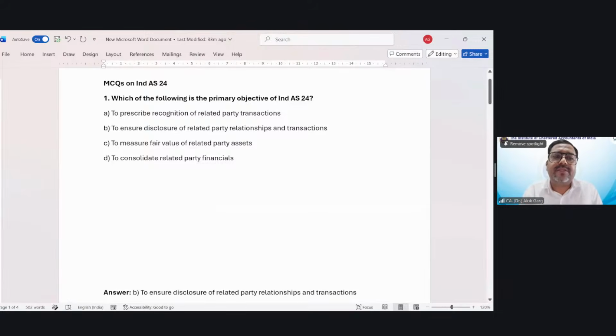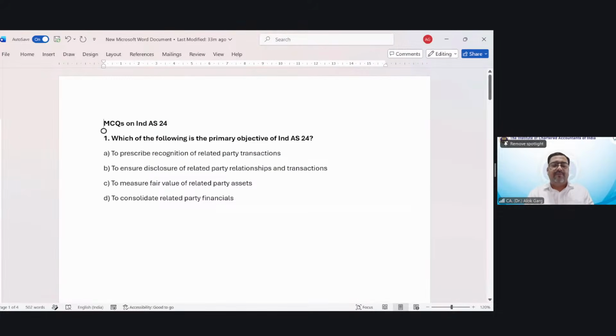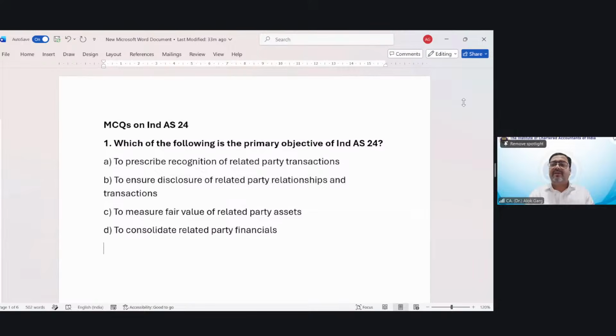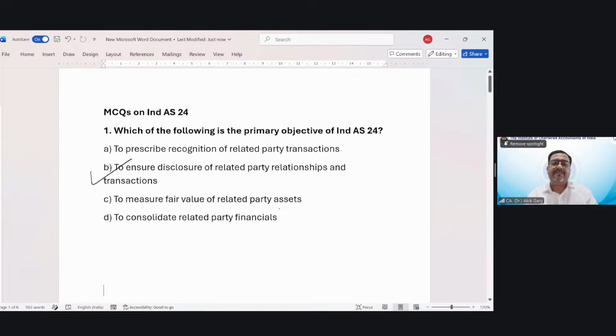Which of the following is the primary objective of Ind AS 24? To prescribe recognition of a related party transaction, to ensure disclosure of related party relationship and transaction, to measure fair value of related party asset, to consolidate related party financials. What is the right answer? Of course, to ensure disclosure of related party relationship and transaction. B is the right answer.